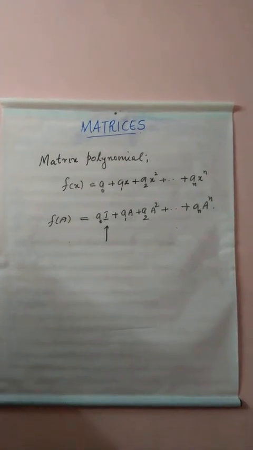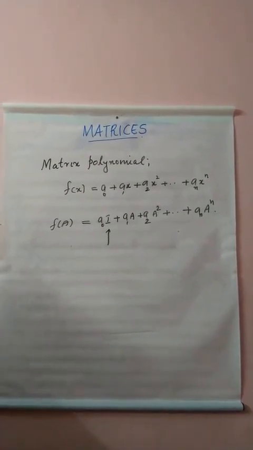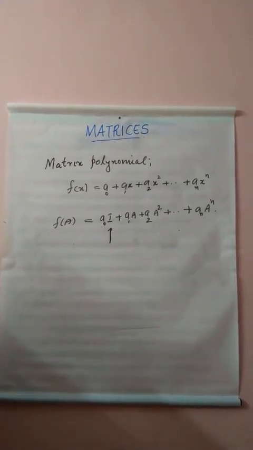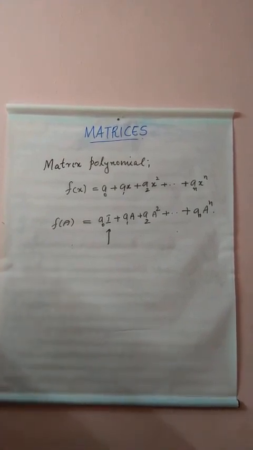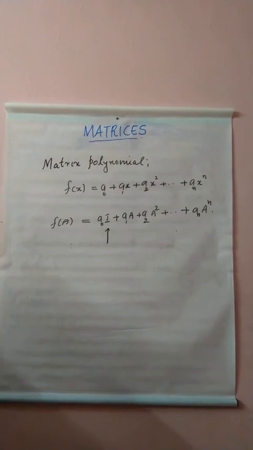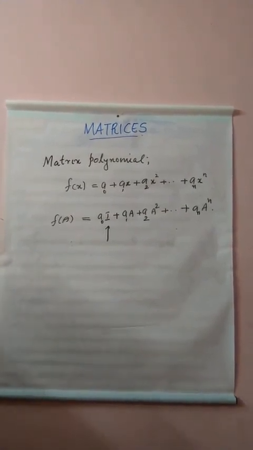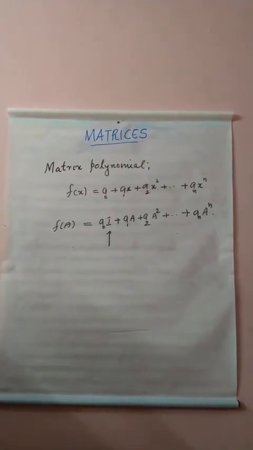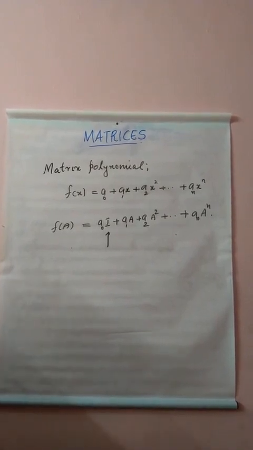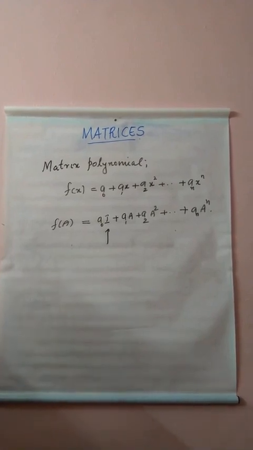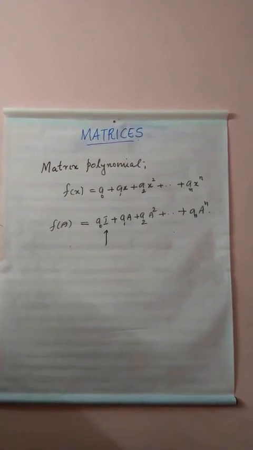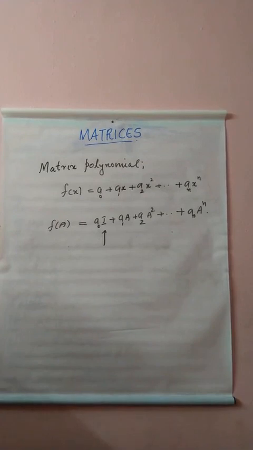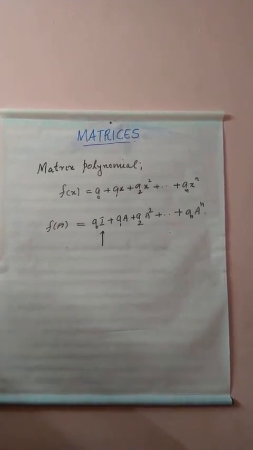Matrix polynomial. We can also form polynomials in A, where capital A is a matrix. For any polynomial f of x, the general form of a polynomial of degree n is a0 plus a1x plus a2x square plus etc. plus an x raised to n. We define f of A to be the matrix f of A is equal to a0I plus a1A plus a2A square plus etc. plus an capital A raised to n. So to obtain f of A, the small x is replaced by the matrix capital A in f of x, and the constant term a0 is multiplied by the identity matrix of the order equal to capital A.